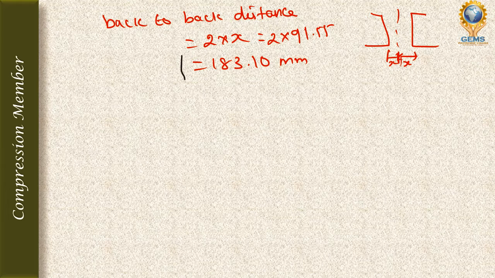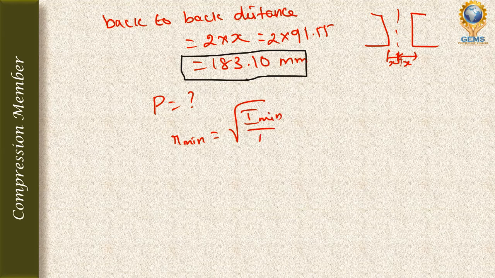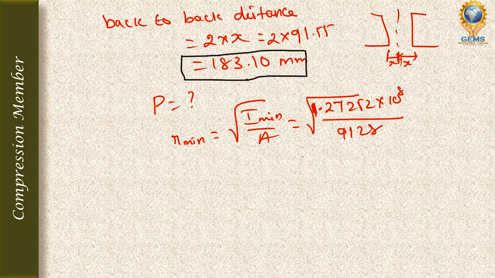So this is the one answer, and we have to find the P value. We know the effective length, so we can go with the r minimum. So r minimum is I minimum by A. The I minimum value, we know, is 1.27252 into 10 to the power 8, divided by the area 9128. If we take the square root of everything, we get 118.07 mm. This is the r minimum.